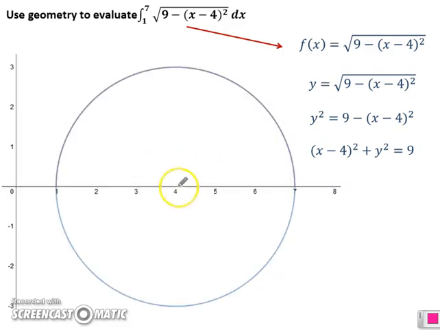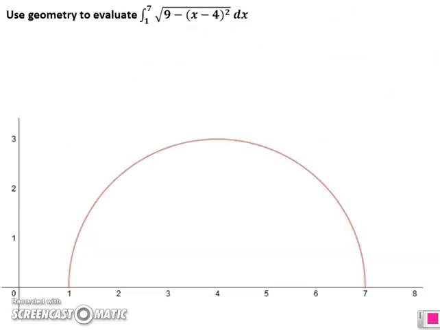So here's our center at 4, 0. Radius of 3 takes us to 7 this way, and 1 this way, and 3 this way and this way. Doesn't matter about the bottom though, because again, this is the positive radical, so we're only concerned with the top half of this circle, and from 1 to 7 represents the entire semicircle. So we just want to know the area of a semicircle in this case with a radius of 3. So we end up with 9 pi over 2.